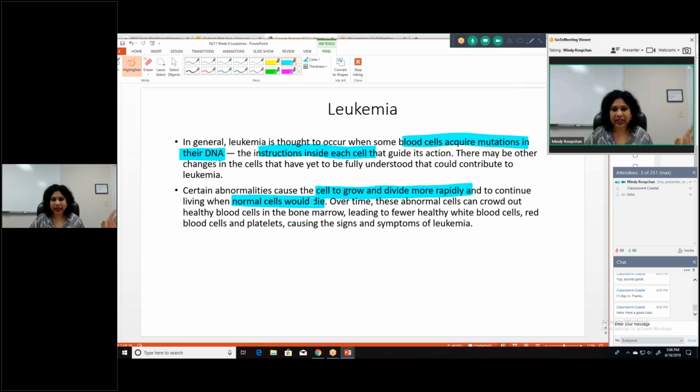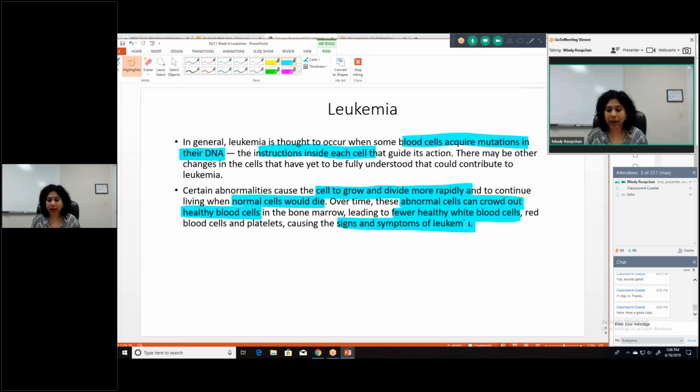They might divide rapidly, they might be abnormal, they might live too long. So they crowd out all the healthy blood cells, and that's what happens. So that's what it says. These abnormal cells are going to crowd out all the good ones in the bone marrow, leading to fewer healthy white blood cells. And you know what the white blood cells are for: your immune system, for your protection. They fight off. They're your defenders. So in the bone marrow, it leads to fewer white blood cells, red blood cells, and platelets. These are going to cause the signs and symptoms of leukemia.